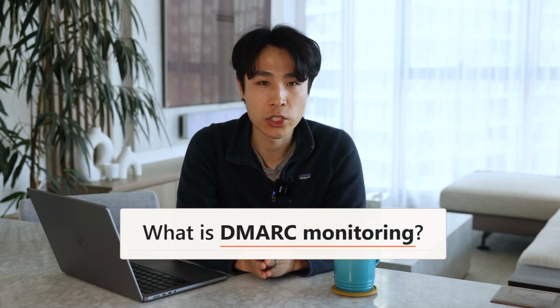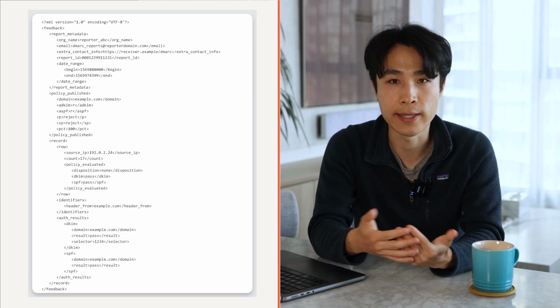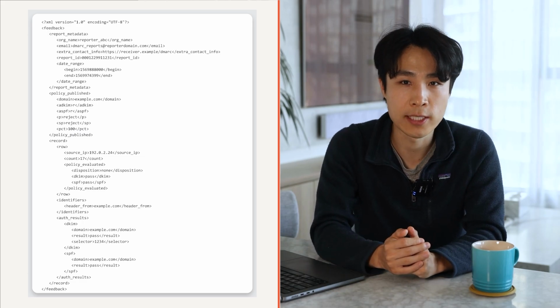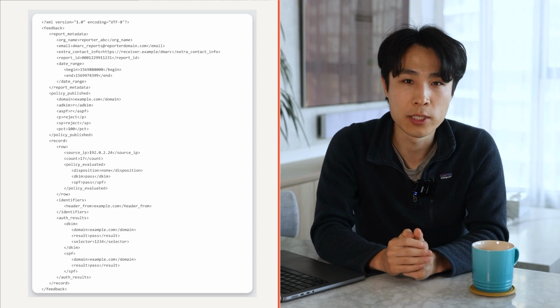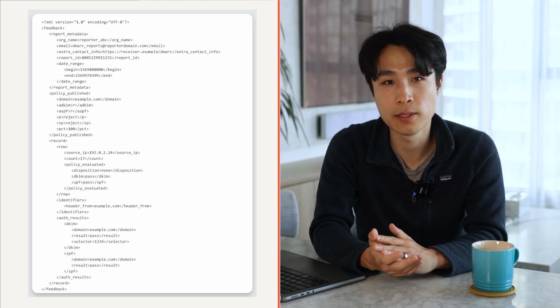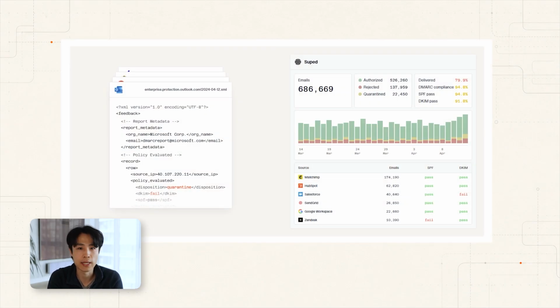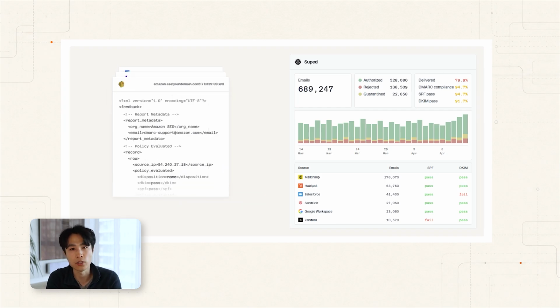The reports that DMARC generates are sent in a format called XML. And if you've never seen a raw XML file, just imagine a wall of code. It's completely unreadable to most people and not really for humans. DMARC monitoring is the process of taking those reports and making sense of them, turning them into something that you can actually understand and act on. A decent monitoring setup will show you a few key things.